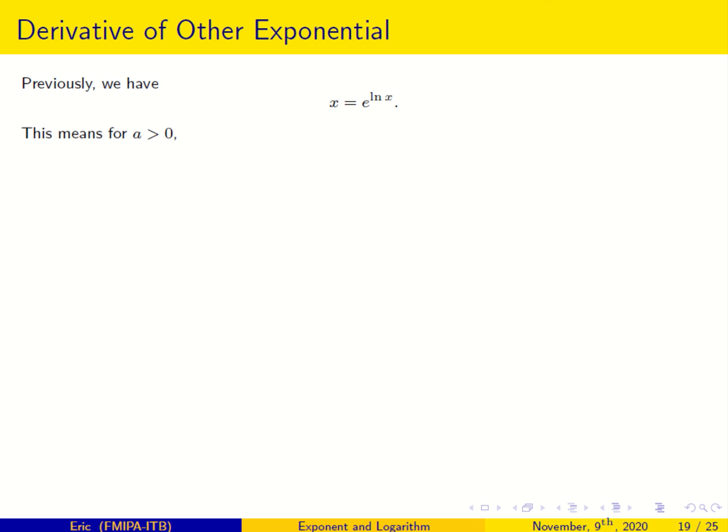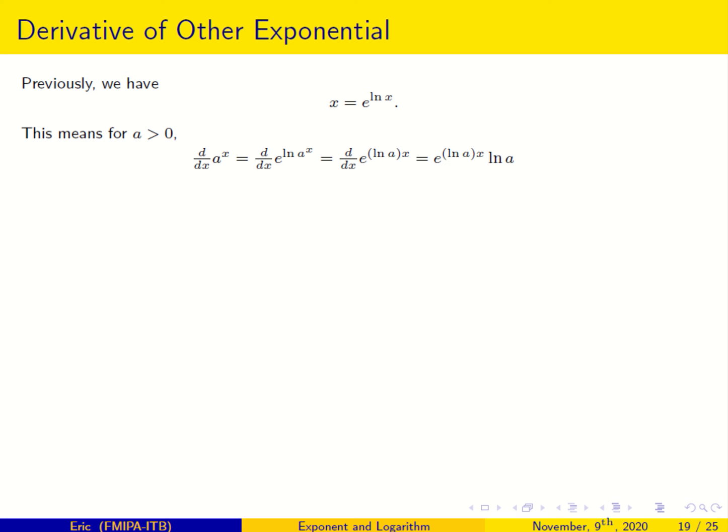So if a is greater than 0, a to the x should be e to the ln of a to the x. But the logarithm of a to the x will give you a multiplication, so a to the x is e to the x ln a. Don't forget, this is just a constant. Think of e to the 5x: what is its derivative? It is e to the 5x times 5.